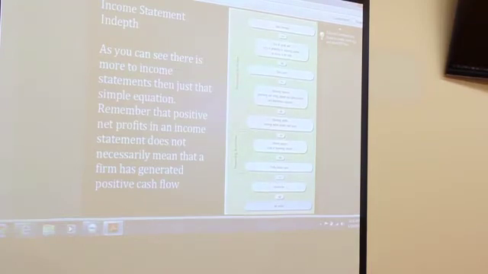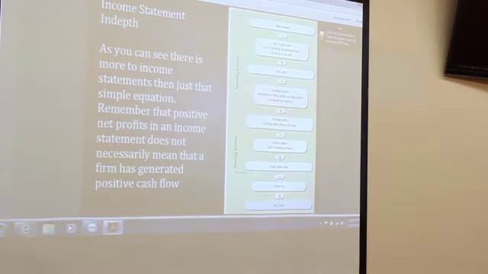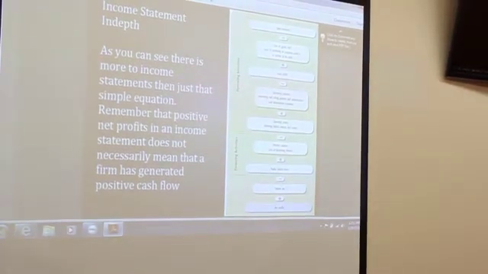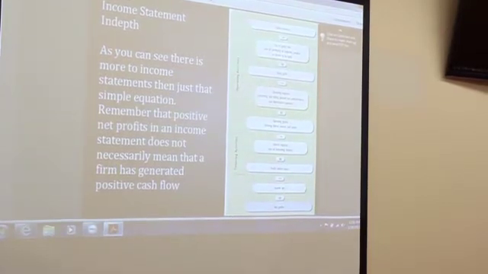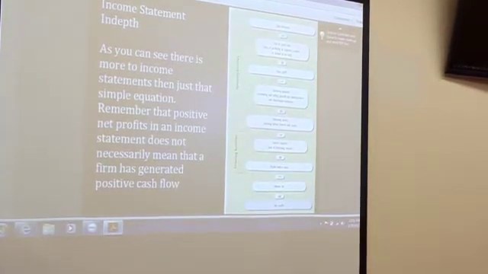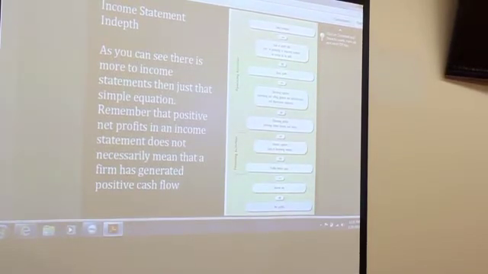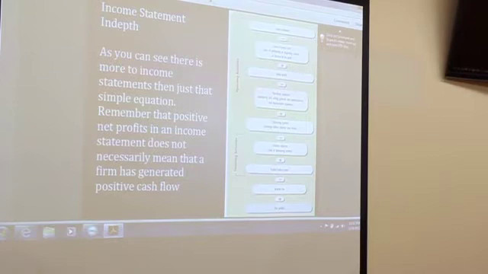All right. What do we have here? I'm going to make this a little larger. Income statement depth. As you can see, there is more to income statements than just that simple equation. Remember that positive net profits in an income statement does not necessarily mean that a firm has generated positive cash flow, which later we'll talk about in a cash flow statement.